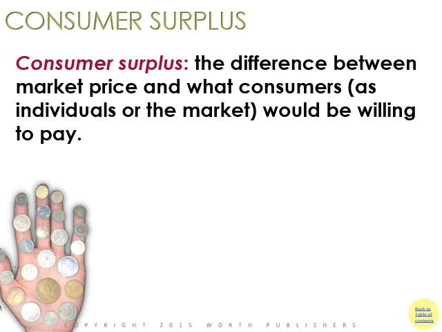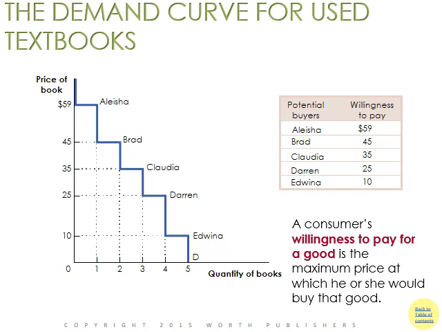Consumer surplus is the difference between what you are willing to pay for a good minus what you actually have to pay. So if you're willing to pay $1,000 for the new iPhone and the market price is $800, you enjoy a consumer surplus of $200. You would have been willing to pay $200 more than you were required to pay. Willingness to pay provides the underpinnings for a market demand curve.